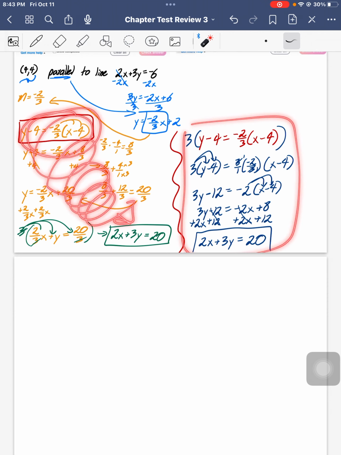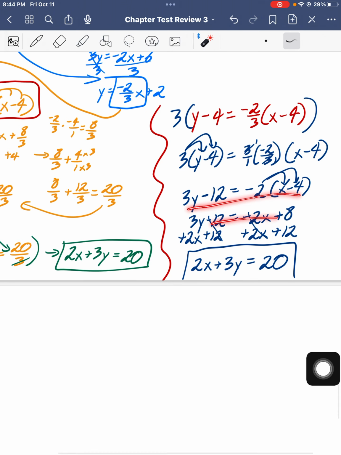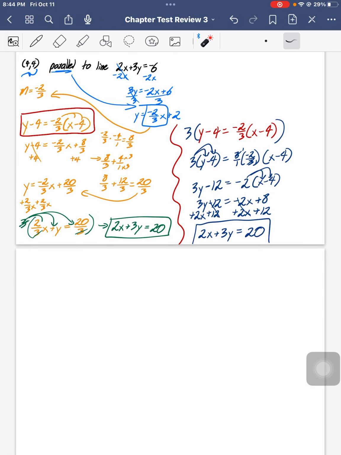With this one, I chose to work with the fractions all the way till I got to the end, and then I multiplied by the least common denominator, which is 3. Here, I chose to apply the least common denominator first, so I multiplied everything by 3. And then I didn't even have to do that little simplification at the end. I just got my straight up answer.